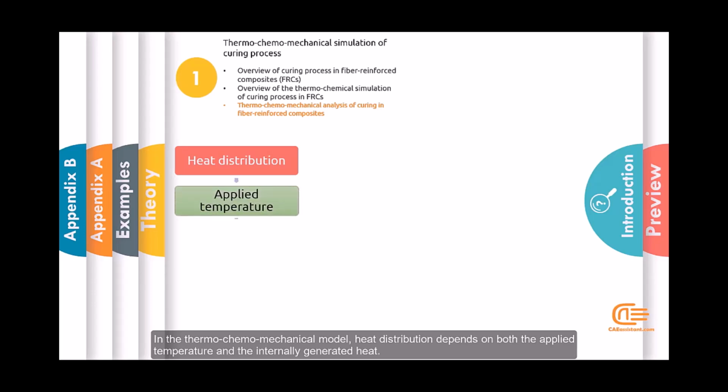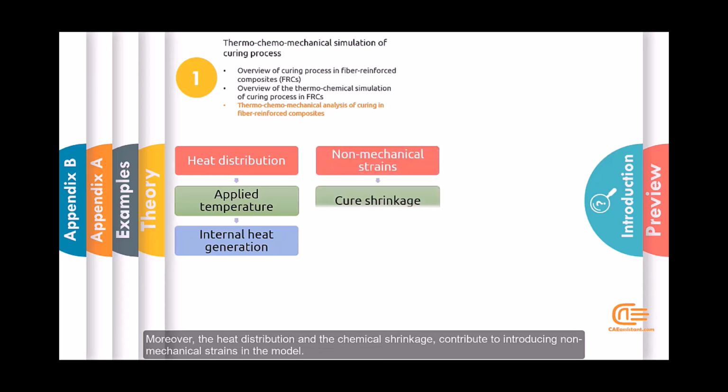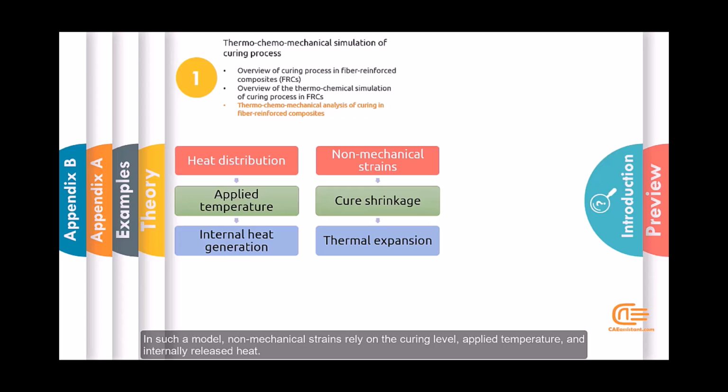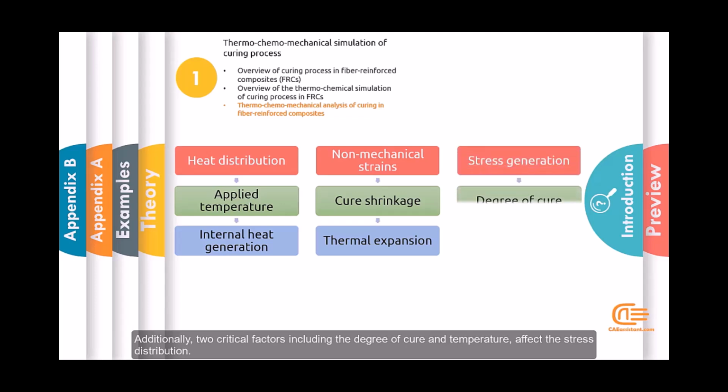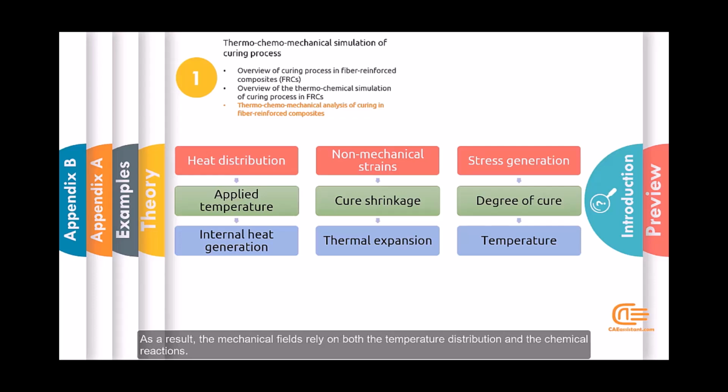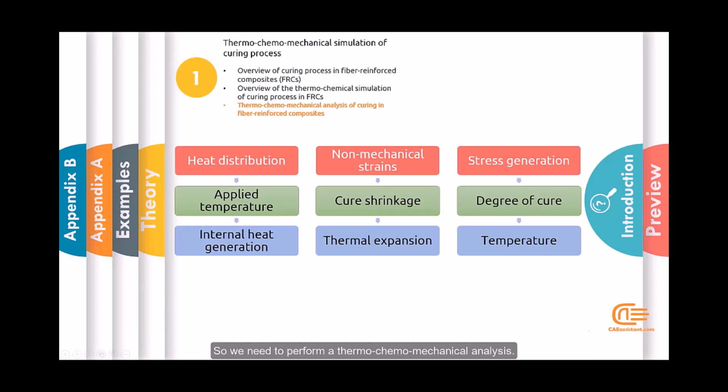In the thermo-chemo-mechanical model, heat distribution depends on both the applied temperature and the internally generated heat. Moreover, the heat distribution and the chemical shrinkage contribute to introducing non-mechanical strains in the model. In such a model, non-mechanical strains rely on the curing level, applied temperature, and internally released heat. Additionally, two critical factors, including the degree of cure and temperature, affect the stress distribution. As a result, the mechanical fields rely on both the temperature distribution and the chemical reactions. So, we need to perform a thermo-chemo-mechanical analysis.